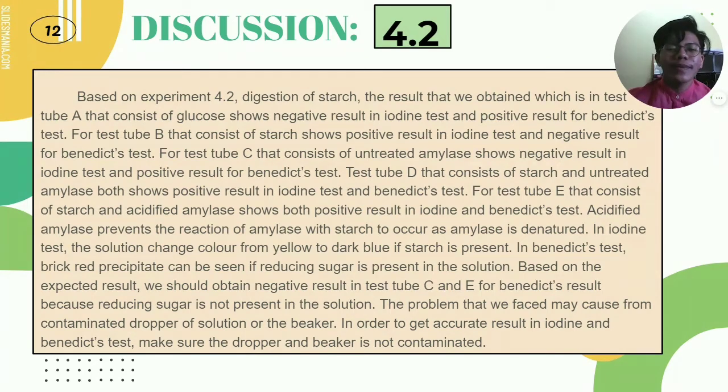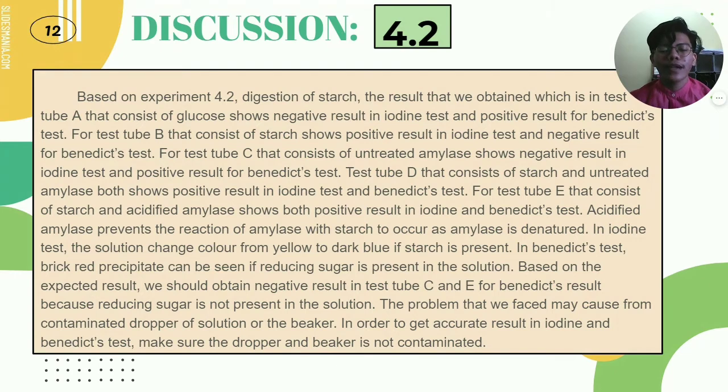So today I'm going to discuss experiment 4.2, which is the digestion of starch. For this experiment, the results that we obtained in test tube A, which consists of glucose, show a negative result in the iodine test and a positive result for the Benedict test. Test tube B, which consists of starch, shows a positive result in the iodine test and a negative result for the Benedict test. Test tube C, which consists of untreated amylase, shows a negative result in the iodine test and a positive result for the Benedict test also.